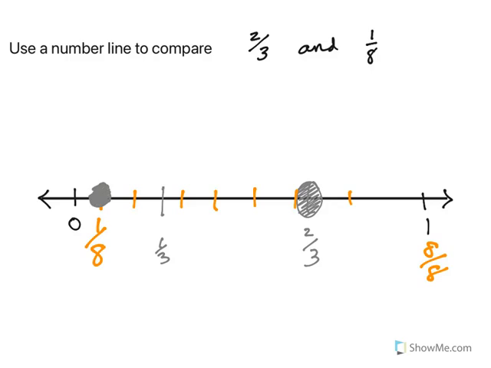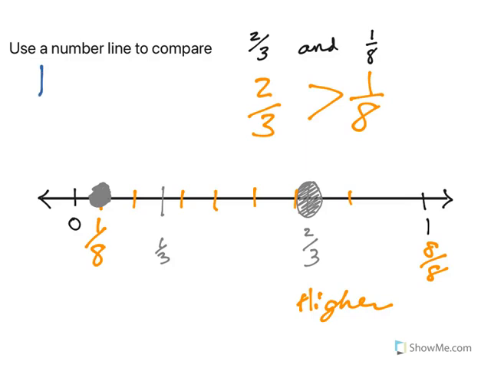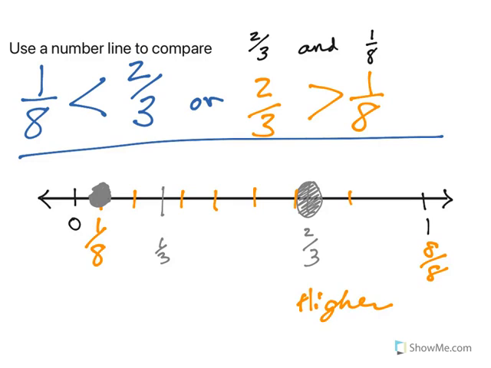So here we could say 2/3 is greater than 1/8 because 2/3 is the higher number. If you want to talk about 1/8 first, we could say 1/8 is less than 2/3. These two expressions are equivalent because you can see, as I like to call it, the alligator opens to 2/3 on both pieces. Let's do another one.